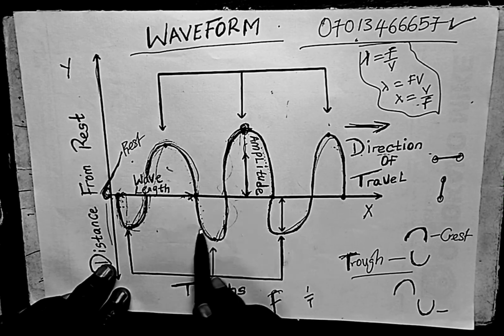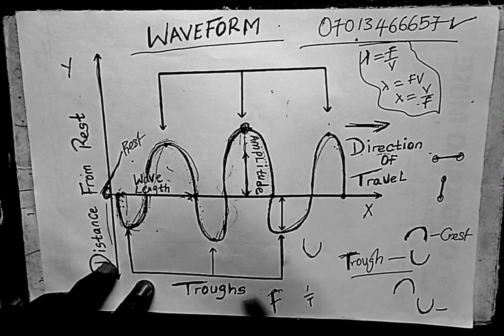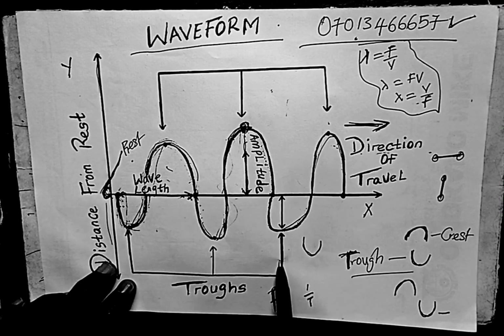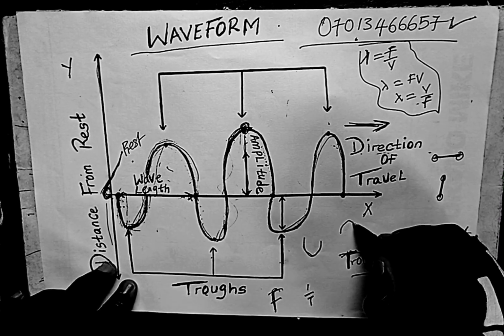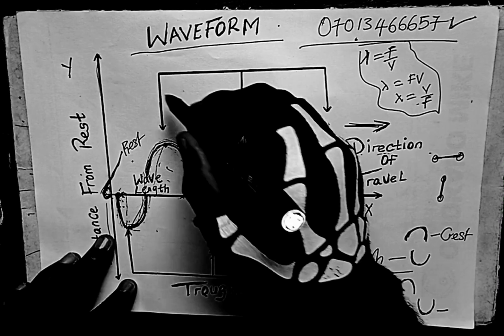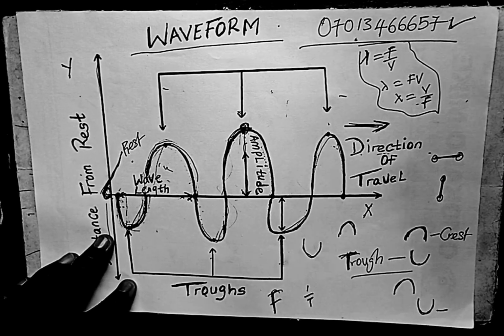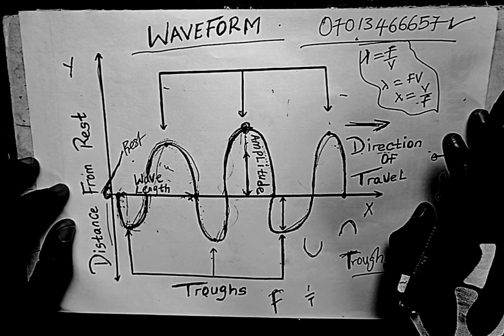Like I told you, all the curves below are all what? Troughs. Like this one, look at them. They are all troughs. While this one, curving above, or any curve above, is what? Crest. Okay, 1, 2, 3. They are all crests. That's that for waveform interpretation.